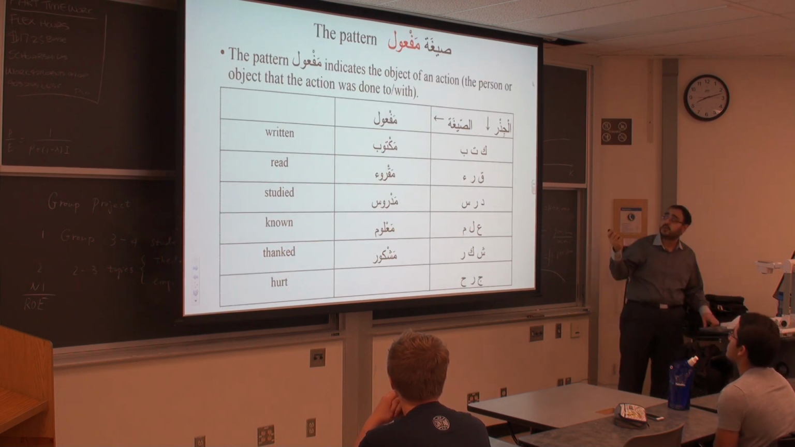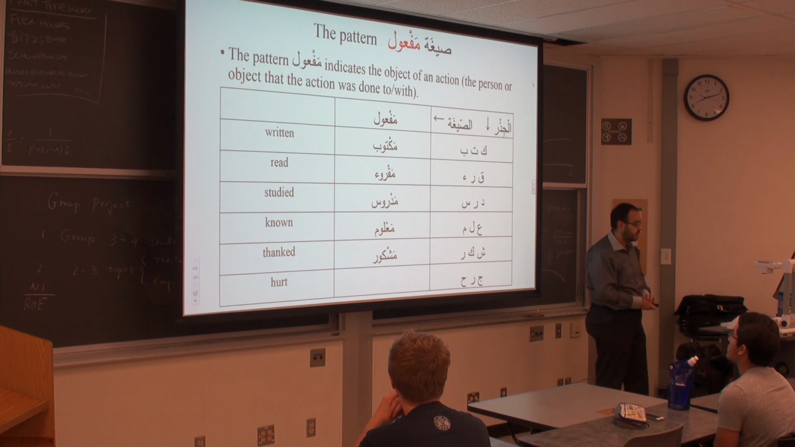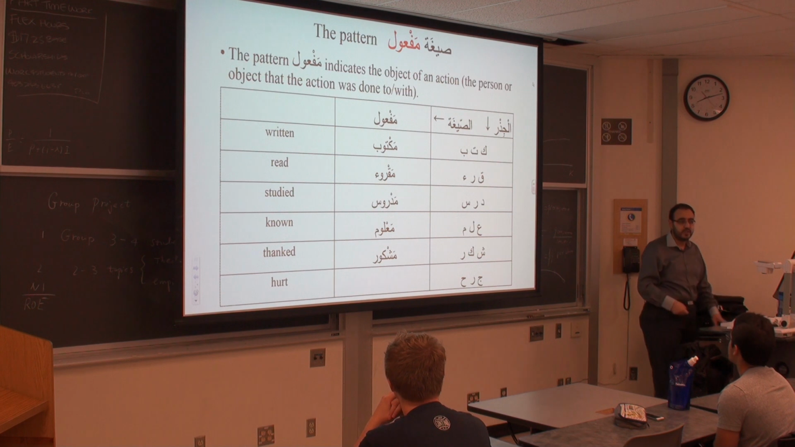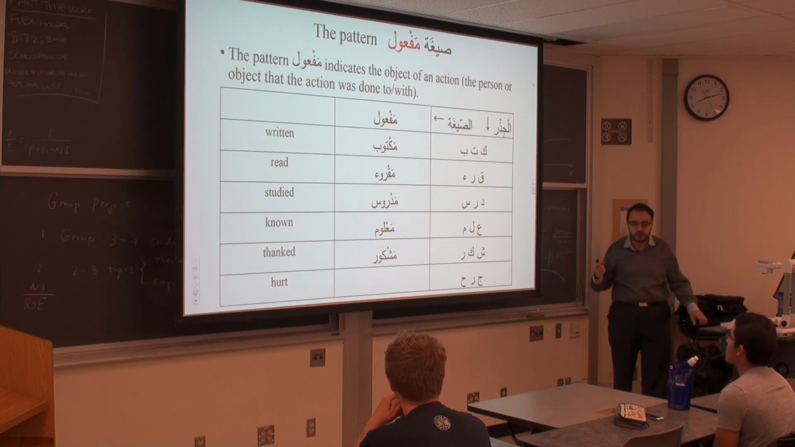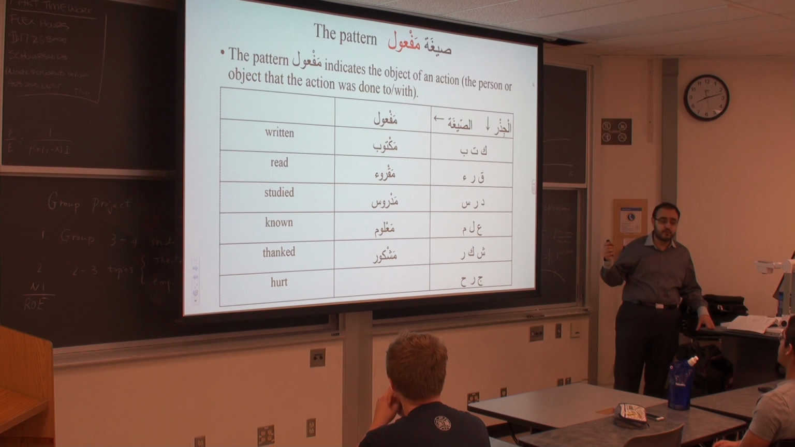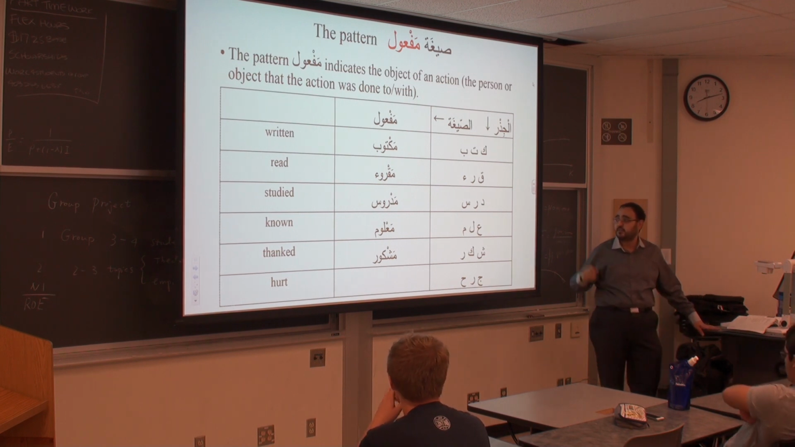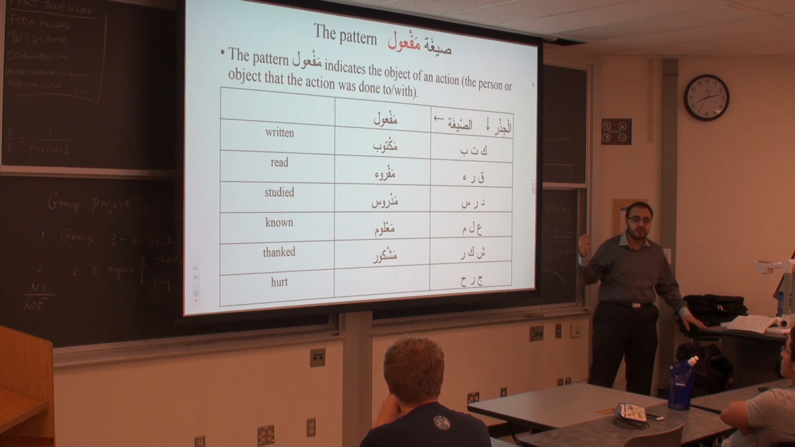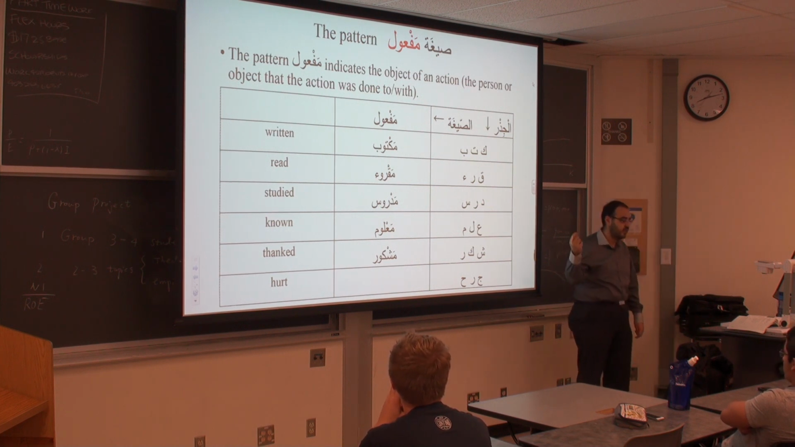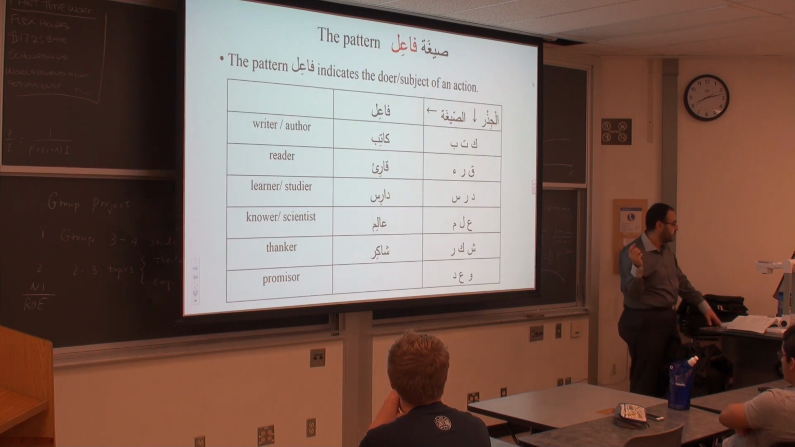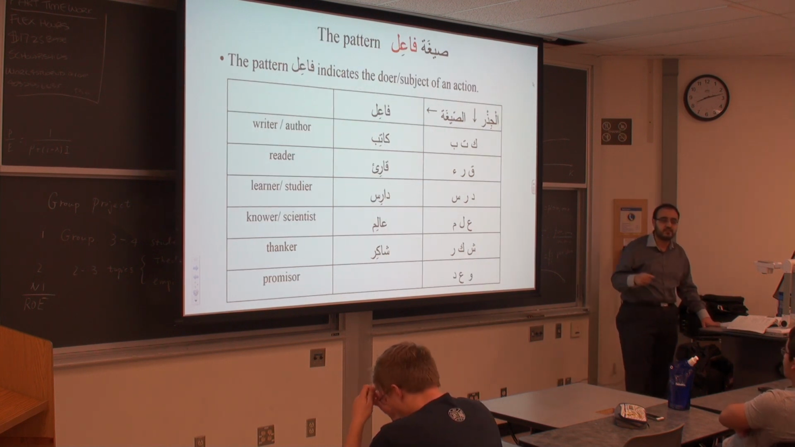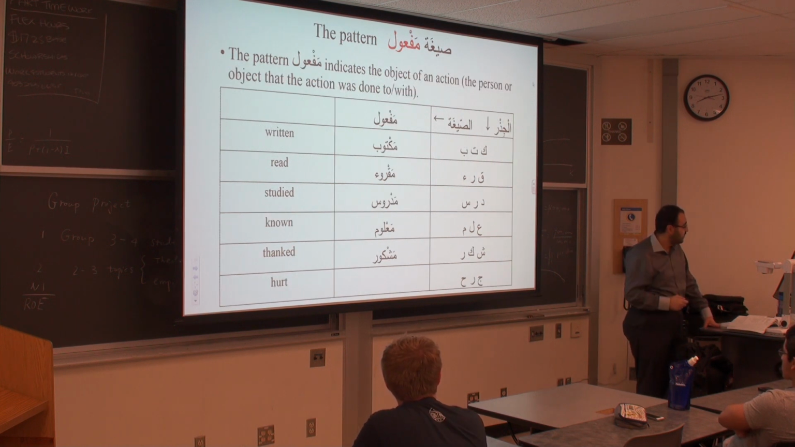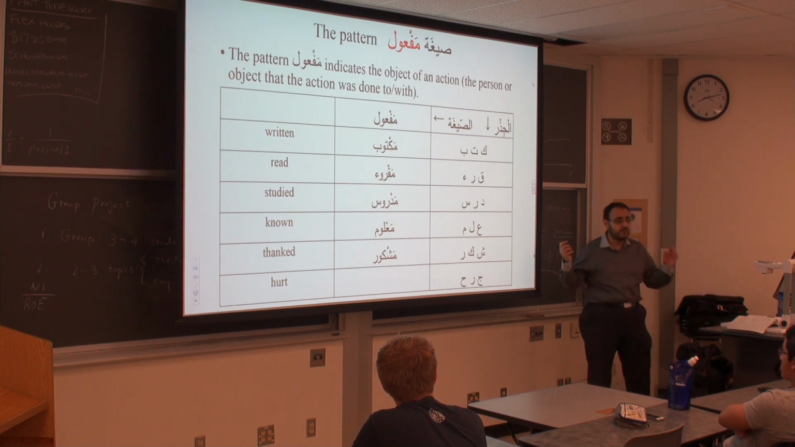So صيغة مفعول, or the pattern مفعول, is called as well اسم المفعول, literally the noun of the object, or the noun of the done to or done with. I don't prefer to use the term passive participle that you may find in your textbook. I prefer to use the term اسم المفعول, the noun of the done to or done with, or the noun of the object. And for this one, I use the term اسم الفاعل, as I told you yesterday, which is literally the noun of the doer. So let's talk about the pattern مفعول.